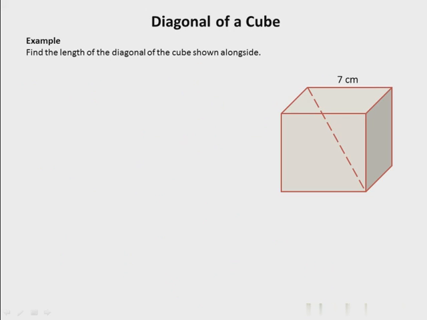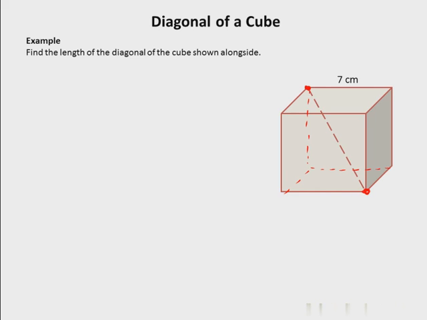Find the length of the diagonal of the cube shown alongside. So what is this diagonal of the cube? Let's draw the other hidden lines so that we know what's going on. This diagonal of the cube starts at the back vertex of the cube and finishes at the front vertex of the cube. So it's going across the body of the cube. It's going through the cube.